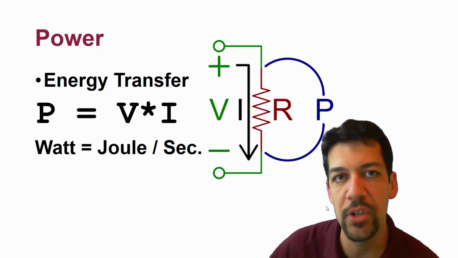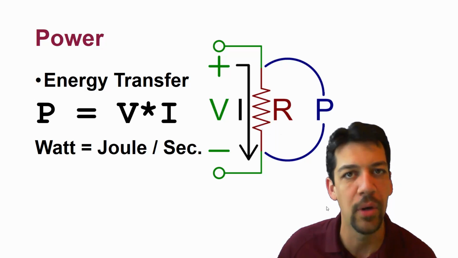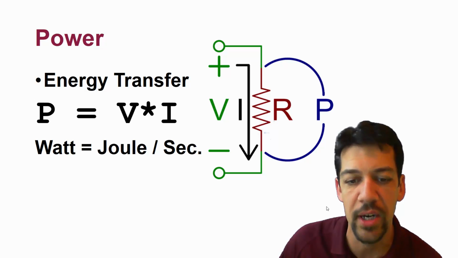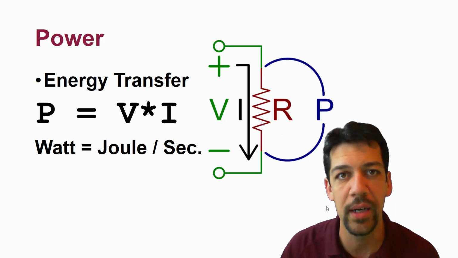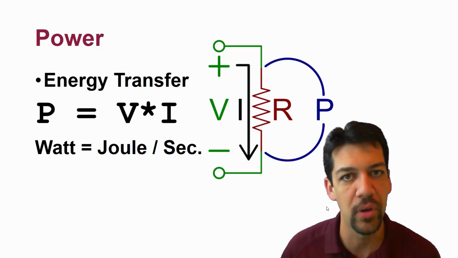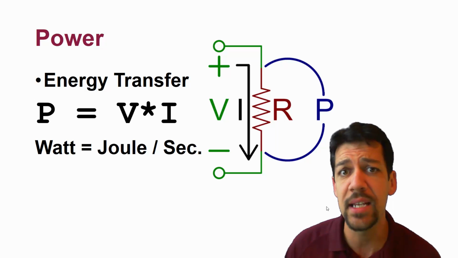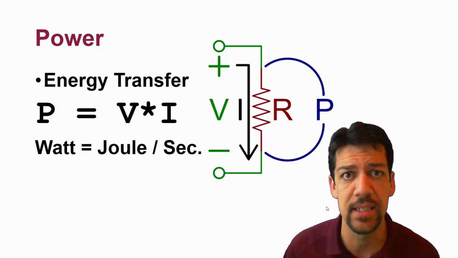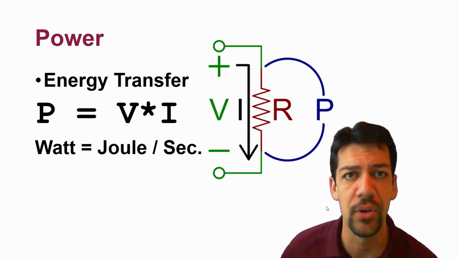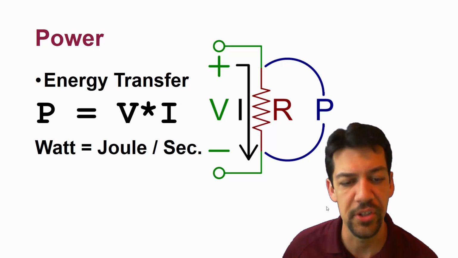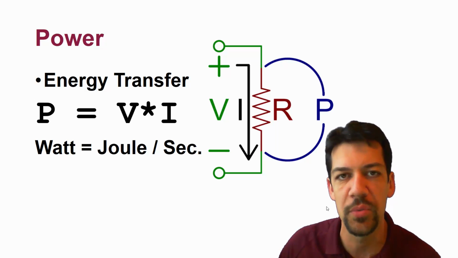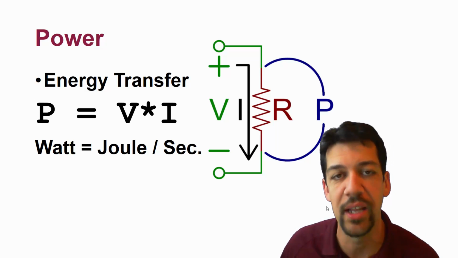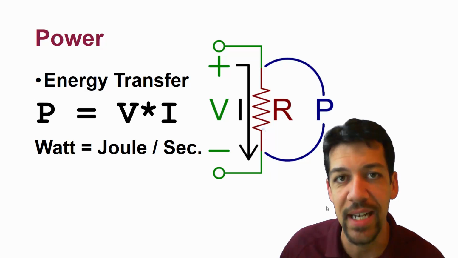The other relationship that we should know is power. P, power, is equal to voltage times current. And all of these quantities are related values that are important to know. And really, if you memorize these, you can derive everything else. All of this stuff falls out of these little relationships here. And what power really is, is energy transfer. It's measured in watts, which is joules per second, and it's related to the amount of energy being transferred through a system at a given instant.